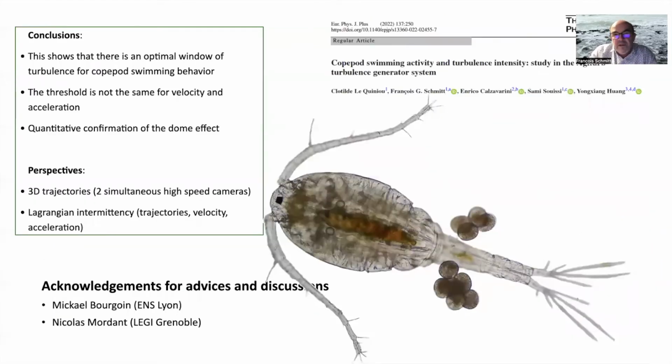So our conclusion, it was our first use of the Agiturb system, which is published in the reference given here. What we found is that, in fact, we have a dome effect. We have an optimal window of turbulence for copepod swimming behavior, but we don't find the same threshold in Reynolds numbers for velocity and for acceleration in the copepod behavior.